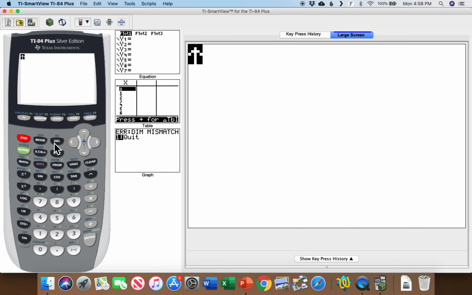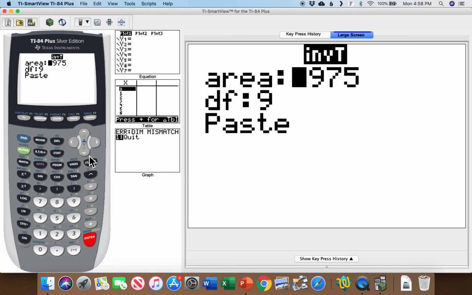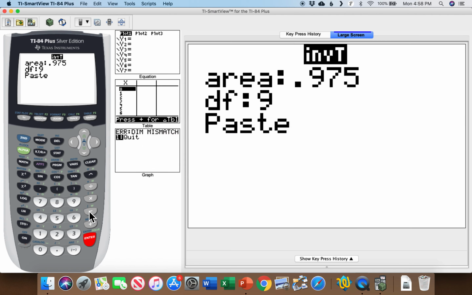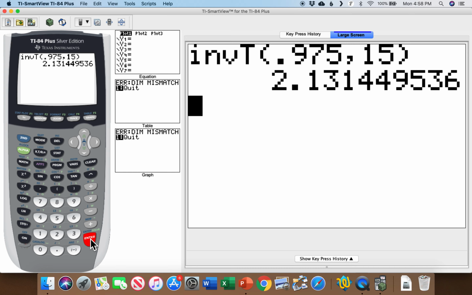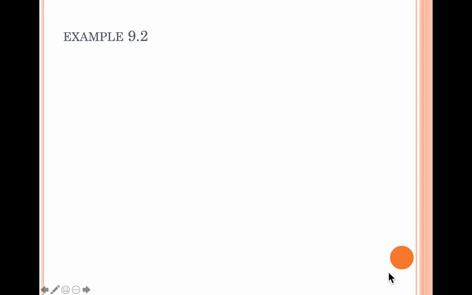Okay, second DISTR, INVT is number 4. 0.975 for a 95% confidence interval. That's what we're building. And a sample size of 16 means the DF will be 15. Okay, paste. 2.13. And that's where our t-score comes from, and that will be the t-score that we are going to use in our formula.